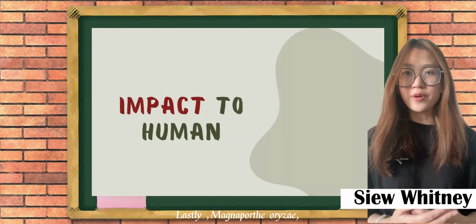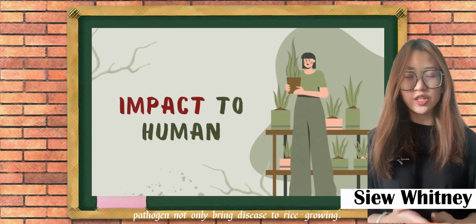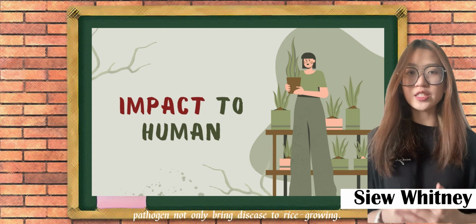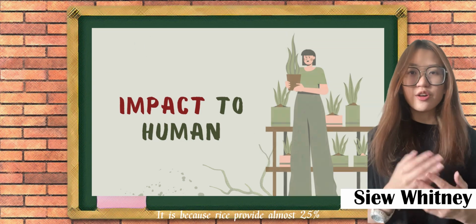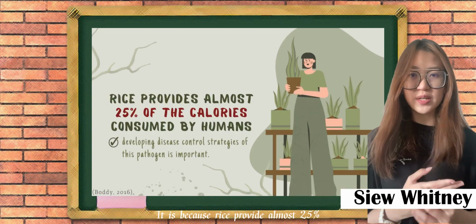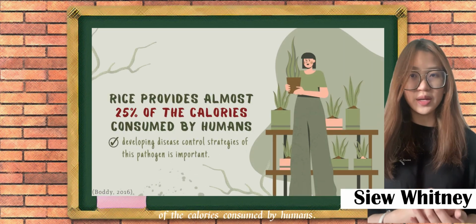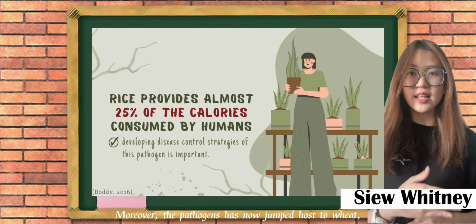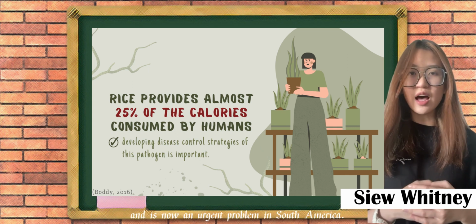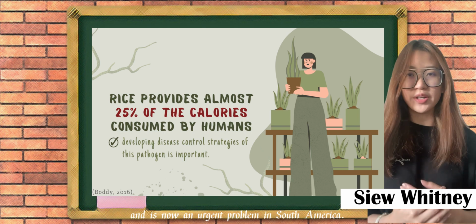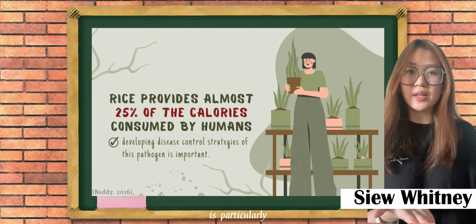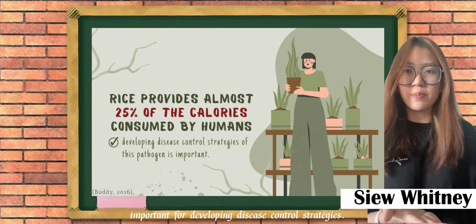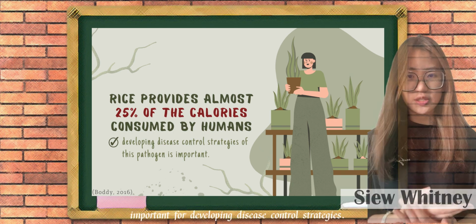Lastly, Magnaporthe oryzae, these fungal pathogens not only bring disease to rice growing, they also seriously impact humans. It's because rice provides almost 25% of the calories consumed by humans. Moreover, the pathogen has now jumped host to wheat and is now an urgent problem in South America. Therefore, understanding the biology of this pathogen is particularly important for developing disease control strategies.